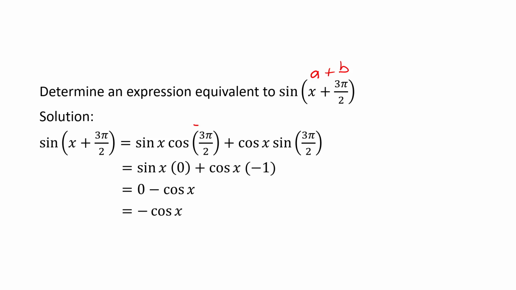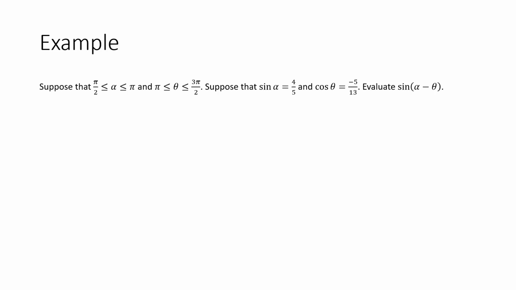Now, the cos of 3 pi over 2 is 0. And the sine of 3 pi over 2 is negative 1. So what we've really got is sine x times 0 plus cos x times negative 1, which is 0 minus cos x, which is negative cos x. So the sine of x plus 3 pi over 2 is the same as negative cos x using our compound angle formulas. And finally, let's try this question.